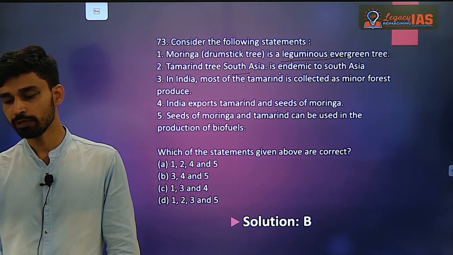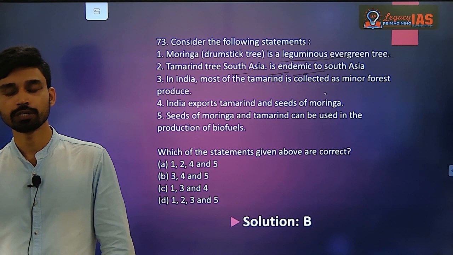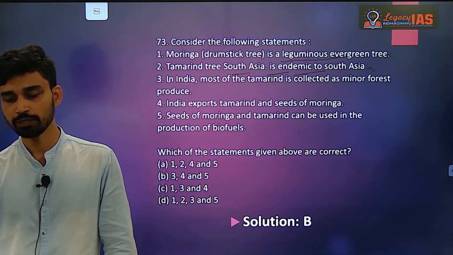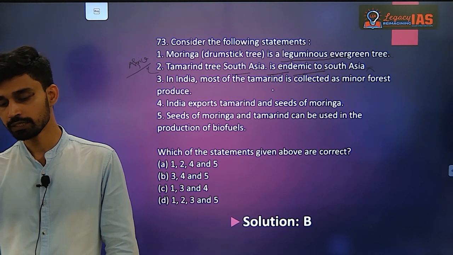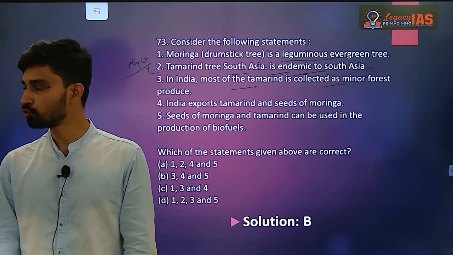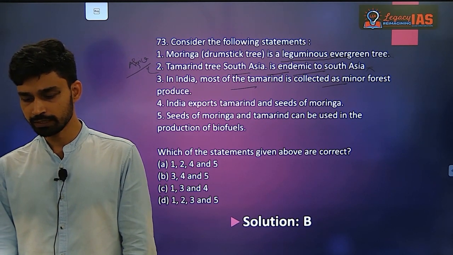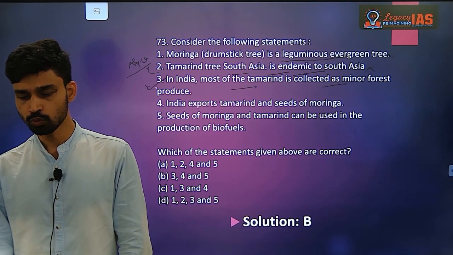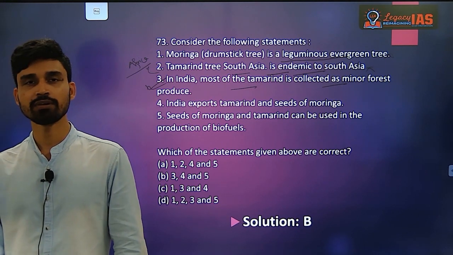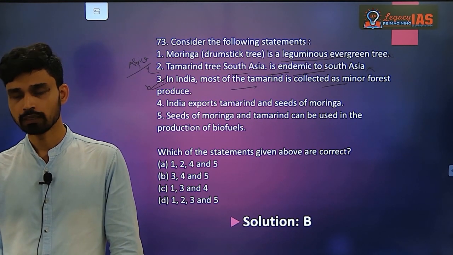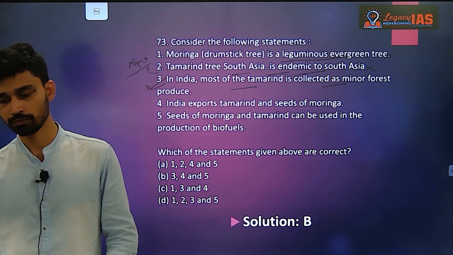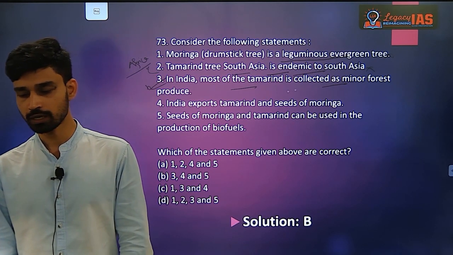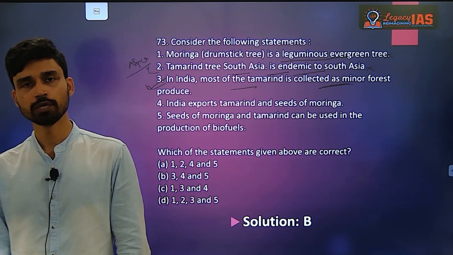The second option is that tamarind tree is endemic to South Asia. This is again incorrect, because tamarind tree is actually endemic to Africa, not to Asia. Third, in India most of the tamarind is collected as a minor forest produce. Is it true or false? This statement is true, because tamarind has been classified as a minor forest produce. Other minor forest produce like gums, resins, different kinds of seeds, etc. are considered minor forest produce for collection by tribals.